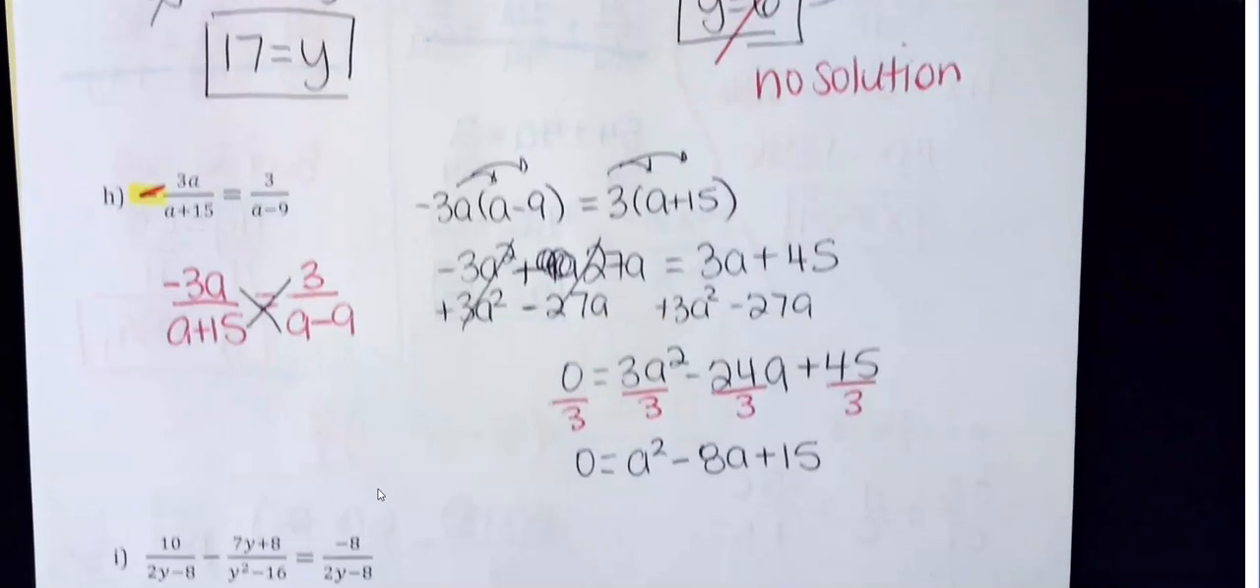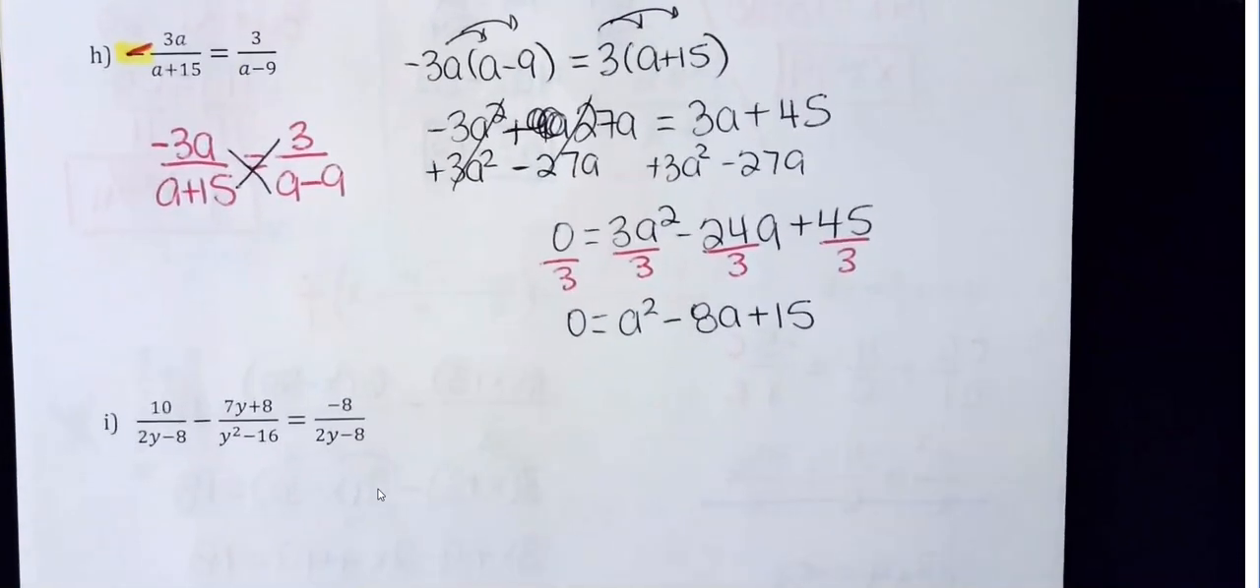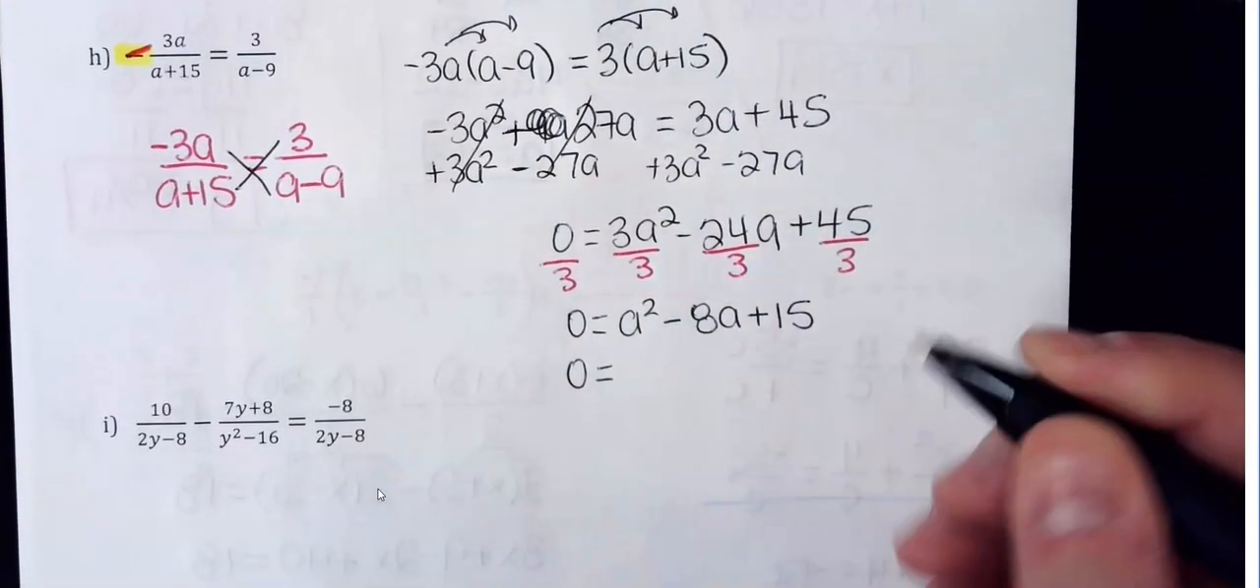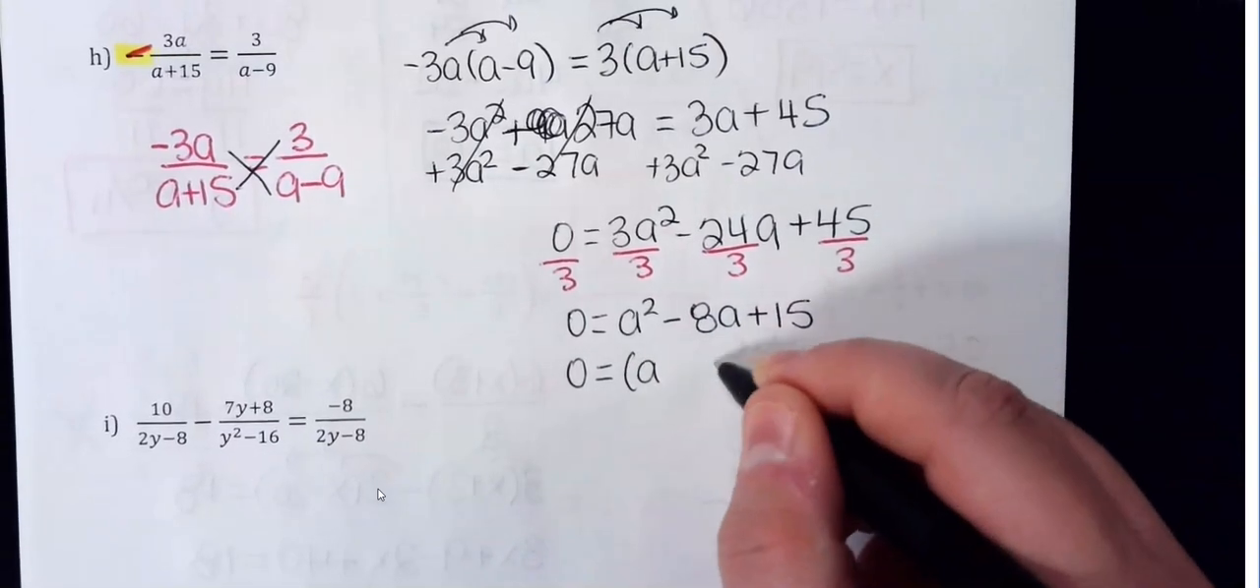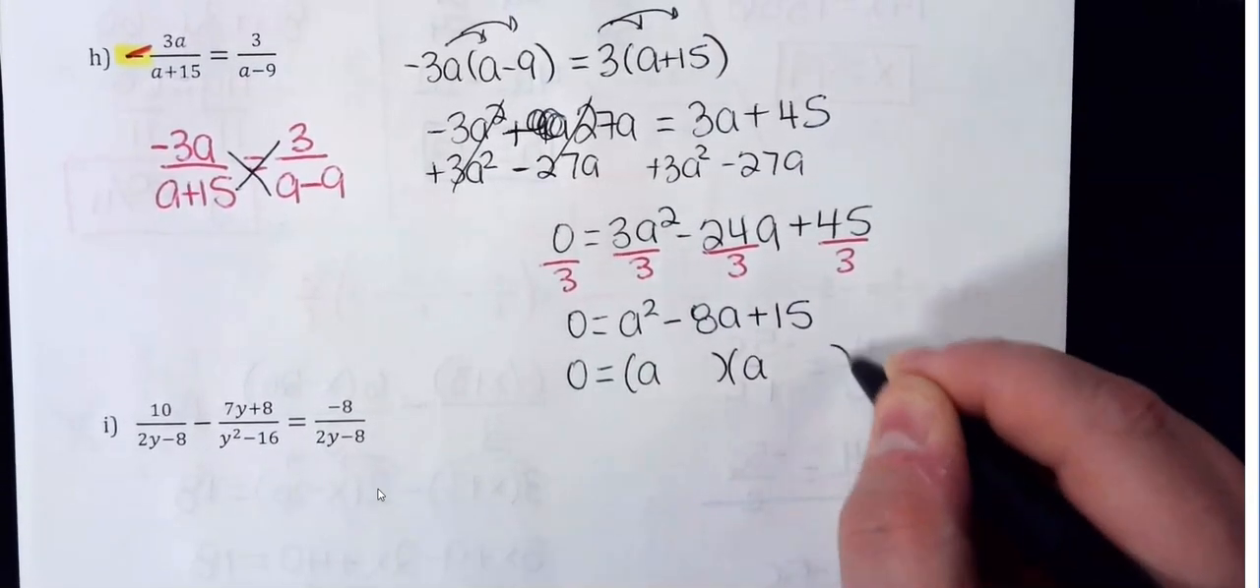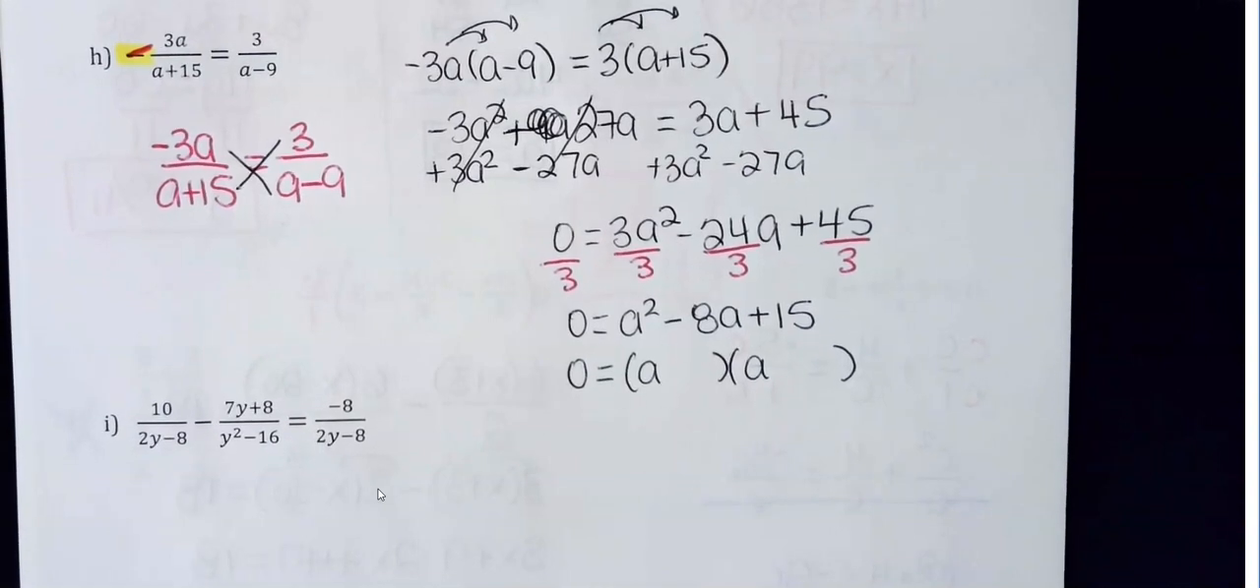Now, I promise you, if you end up with the quadratic, it'll be factorable, or you can use the quadratic formula. Could you guys think of two factors that would multiply to give you 15, add to give you negative 8?